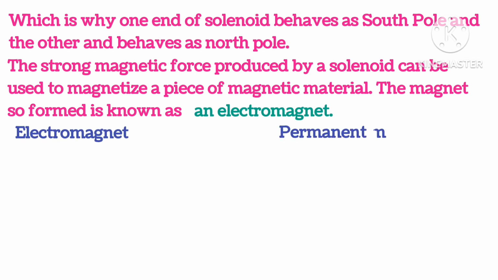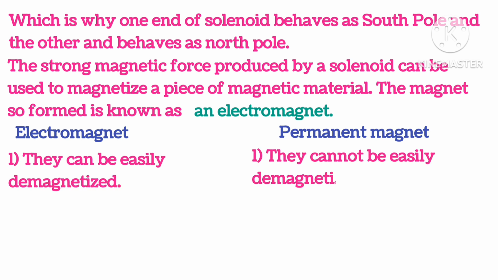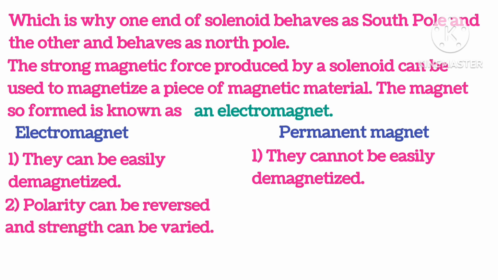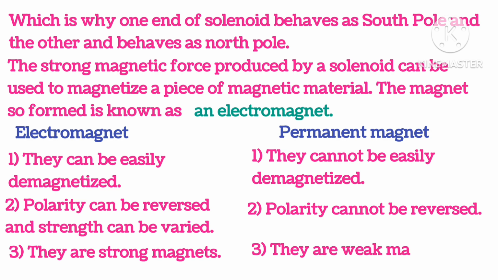The difference between electromagnet and permanent magnet is electromagnet can be easily demagnetized, whereas permanent magnet cannot be demagnetized. Electromagnet polarity can be reversed and strength is varied. In permanent magnet, polarity cannot be reversed. Electromagnets are strong magnets and permanent magnets are weak magnets.